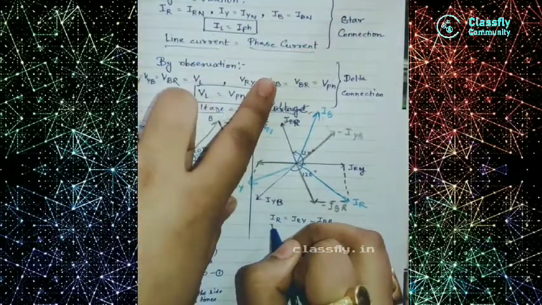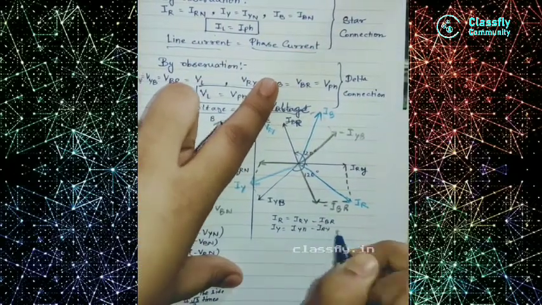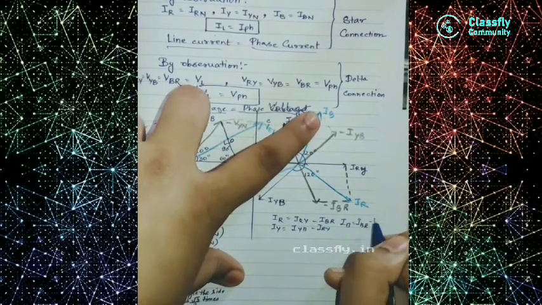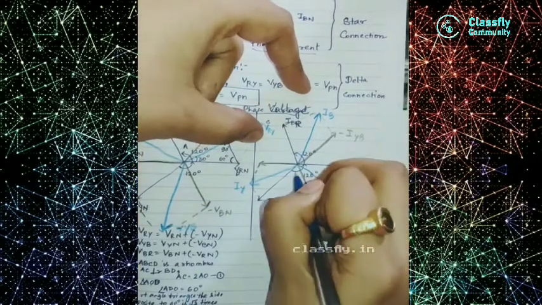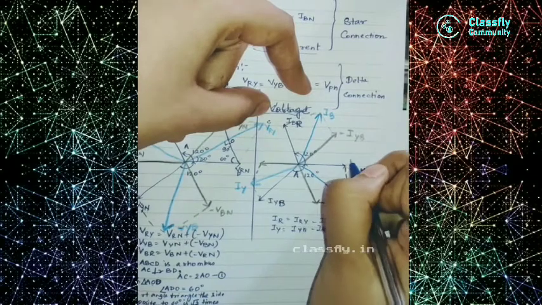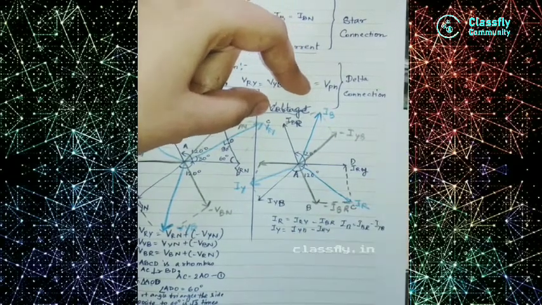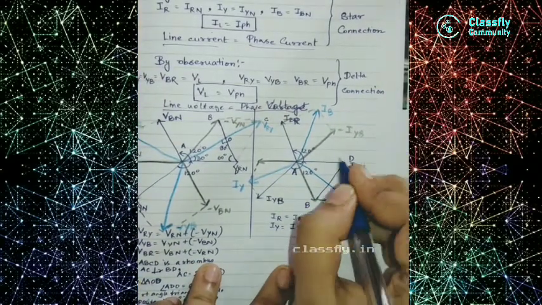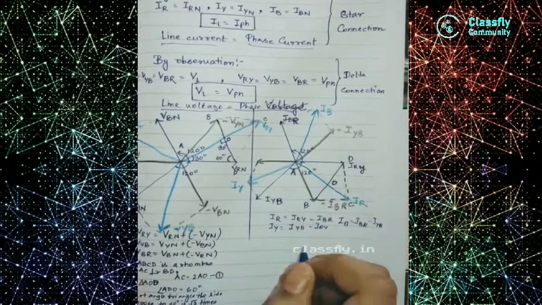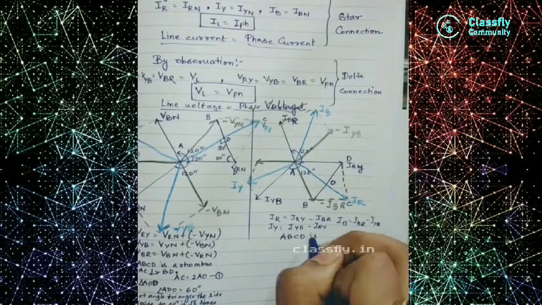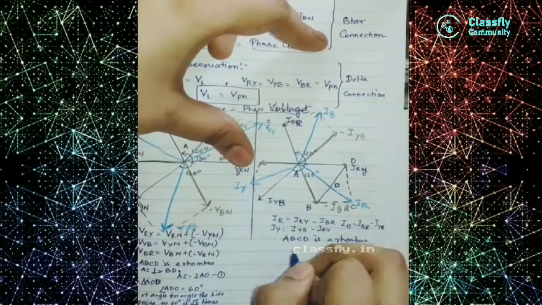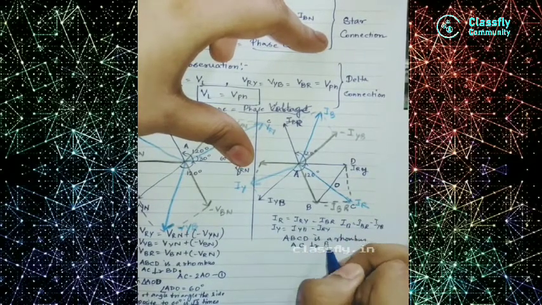We will write the next equations, that is IY equal to IYB minus IRY, as well as IB is equal to IBR minus IYB. Now you can see here also we are forming a rhombus, so we will denote it like this: A, B, C, D. Here also the diagonals will cut each other, so we will take this as O. So we write ABCD is a rhombus, and AC is perpendicular to BD.